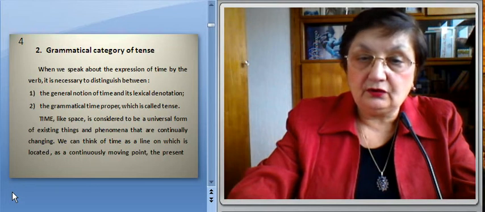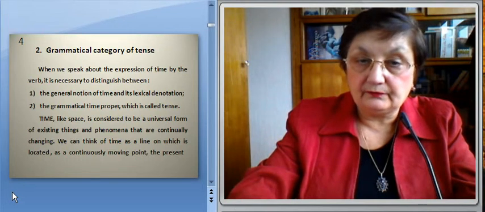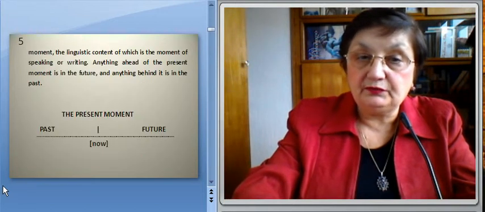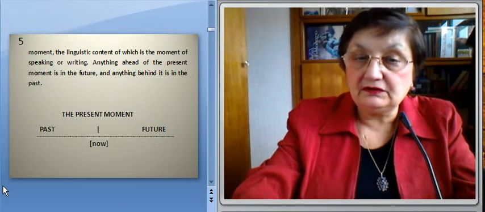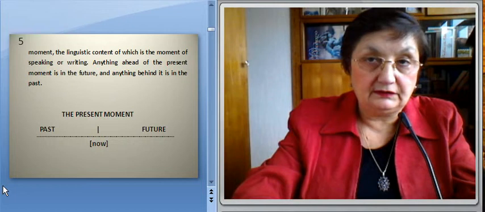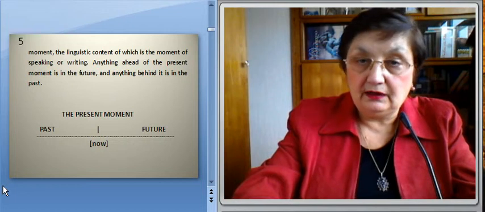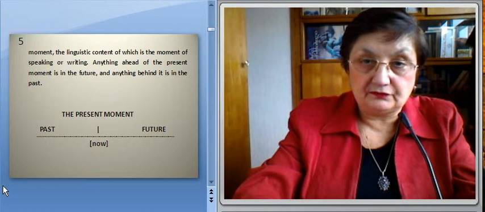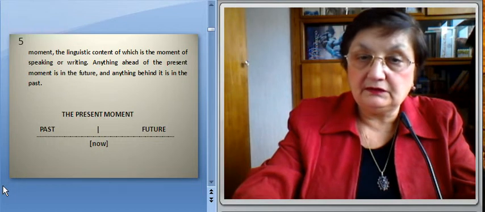continually changing. We can think of time as a line on which is located, as a continuously moving point, the present moment, the linguistic content of which is the moment of speaking or writing. Anything ahead of the present moment is in the future. Anything behind it is in the past.